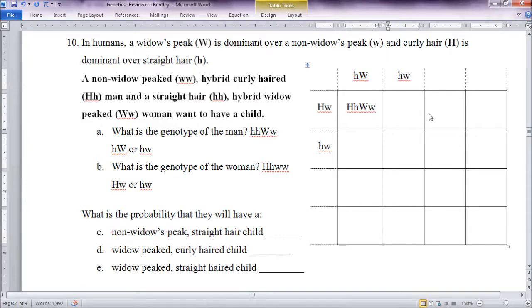Okay. Big H, little W, W. Little h, big W, W. Little h, little W, little W. Okay, so you notice that I made it a little bit simpler for myself. These are the only four chances. Anything we get from this chart will simplify down to these four.